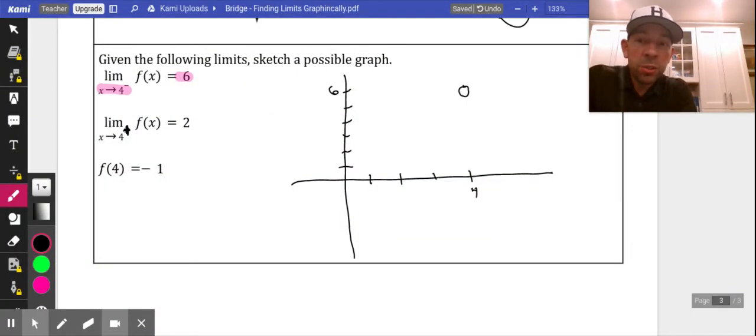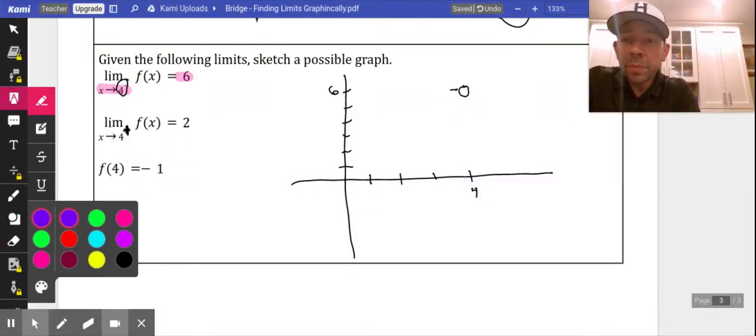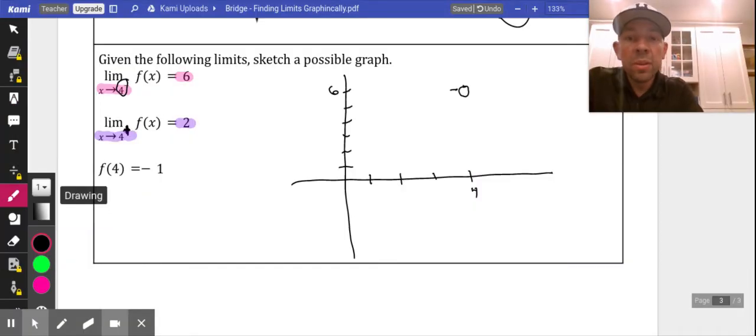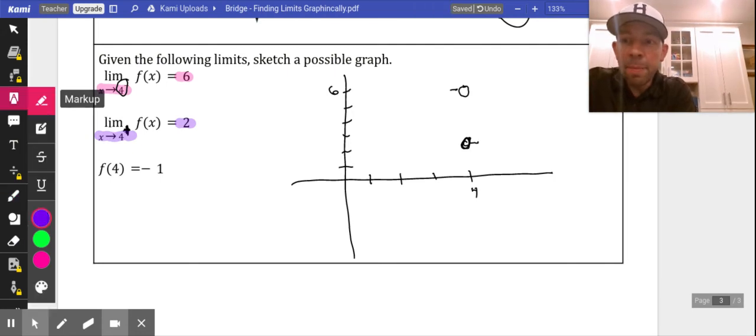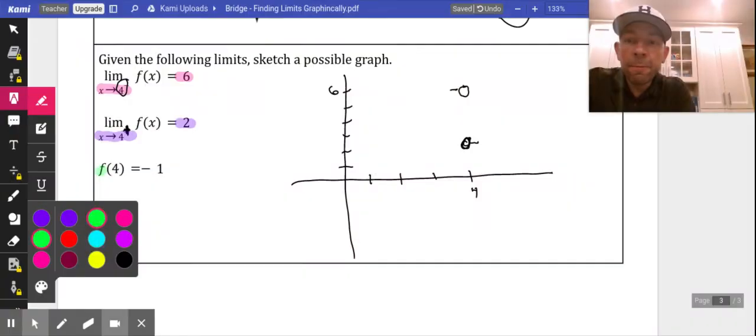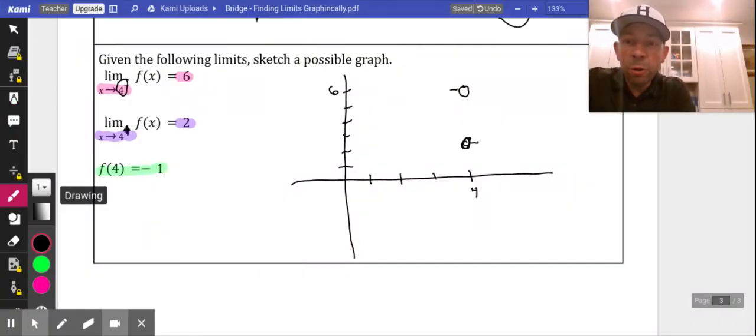Because this was from the left-hand side, we were approaching 4 from the left, I'm going to put a little tail on that side. The next criteria here, they said as x approaches 4 from the right, the intended height is 2. So, 4, 2. I'm going to put an open circle there, and a little tail on the right-hand side. And then the last thing they mentioned here was that f of 4 equals -1. In our notebook, we could say that's the function's actual height, and that's where you put your closed dot.